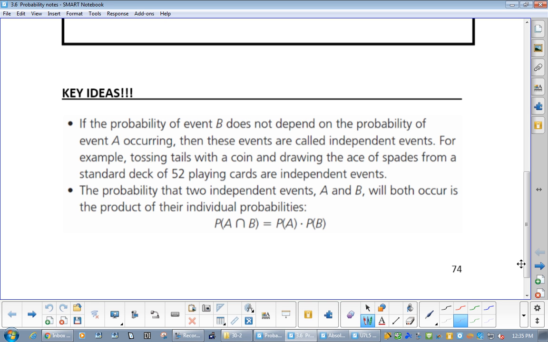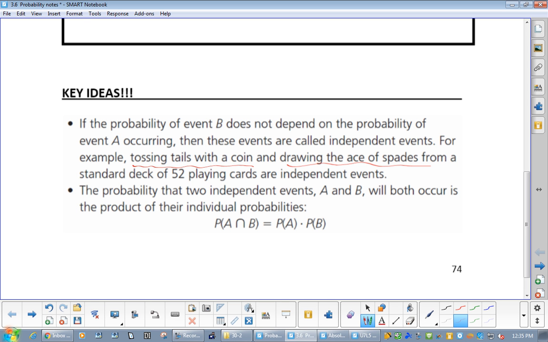Okay, so here's an example. Tossing tails with a coin and then drawing an ace of spades from a standard deck of 52 cards. Last class we pulled a card and kept it out. Now we're not out of 52 anymore, we're out of 51. Putting that first card out now affects the second draw because I have fewer cards. But flipping a coin and then pulling a card, do you see how they do not affect each other at all?